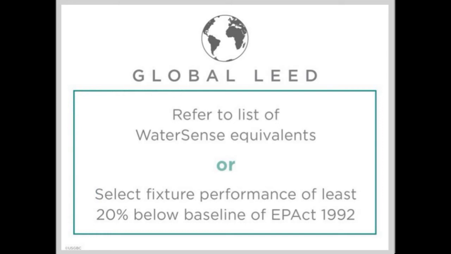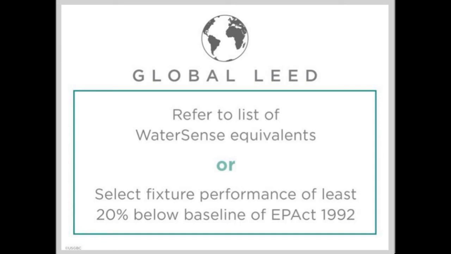For fixtures that require the WaterSense label in countries where the label is unavailable, look up acceptable WaterSense substitutes at usgbc.org. Projects in unlisted countries must comply with the 20% below baseline requirement, but have no additional performance requirements.